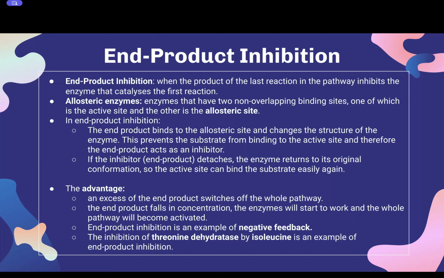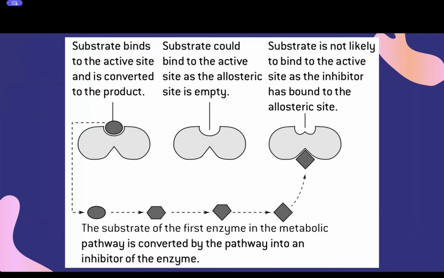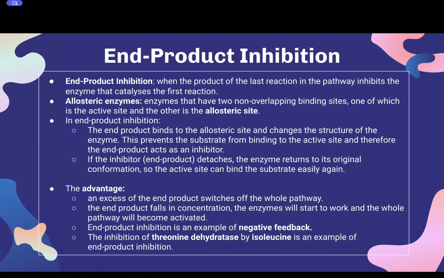In end product inhibition, the first enzymes are usually allosteric enzymes. So enzymes that have two non-overlapping binding sites. So if you look in this picture here, they have one site at the top, which is where the substrate is binding, but then they have a diamond-shaped or a triangle-shaped site at the bottom. So these are two different independent sites, and they're on the opposite sides of this enzyme. And the allosteric site is completely separate to the active site.